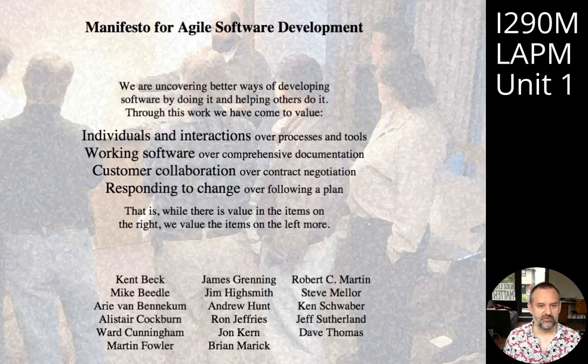Number 2, working software over comprehensive documentation. It's not that comprehensive documentation is bad, it's good. It's just that working software is more important. Customer collaboration over contract negotiation. Contract negotiation is inevitable, that's fine, but it doesn't prevent you from having to work continuously with your customer over the software development lifecycle, which again Winston Royce talked about, involving the customer from the beginning and throughout the process.